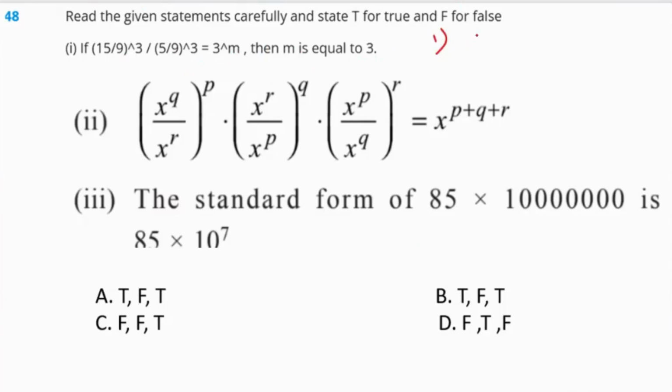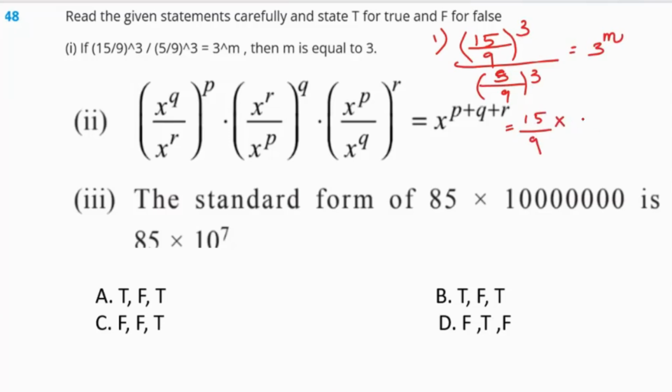So first one, they are saying (15/9)^3 divided by (5/9)^3 is equal to 3 raised to m. Okay, so (15/9)^3, this we can write as into (9/5)^3. So 9 and 9 will get cancelled out. 15 by 5, 3. Okay, 15 by 5 is 3. So 3 cube is equal to 3 raised to m.